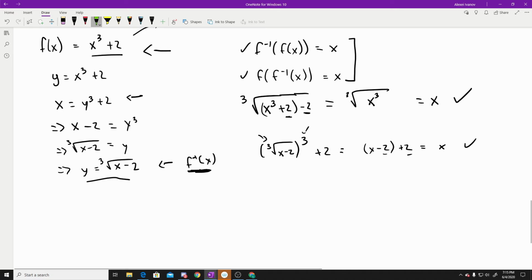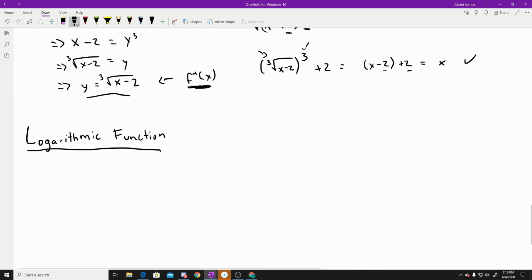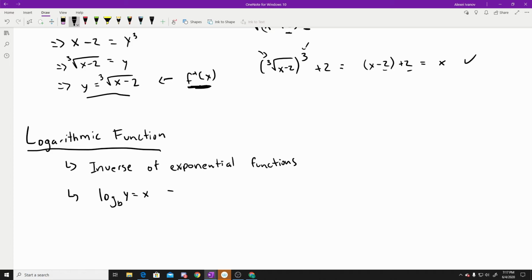But the purpose of that was just to show you that these two relationships hold, and they do become kind of useful sometimes when we're dealing with exponential functions and logarithmic functions. So logarithmic functions are essentially the inverses of exponential functions. So if we look at the relationship between them, we can notice that log base b of y equals x, and this is the same as saying log b, b to the x is y.